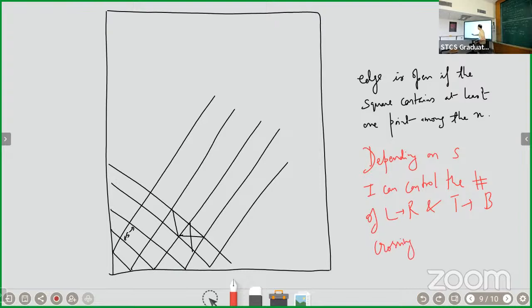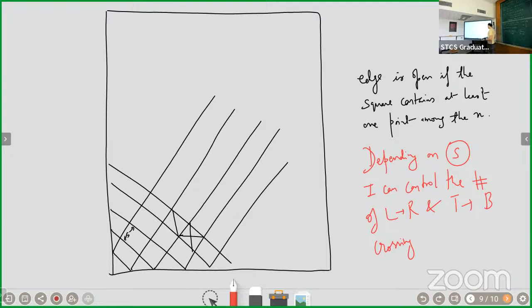Left to right means there is a connected path crossing this grid from left to right, and top means starting from the top. I can control this via controlling the size of S. As I increase the size, there is more and more probability with which an edge is open, so there is existence of more and more such paths.